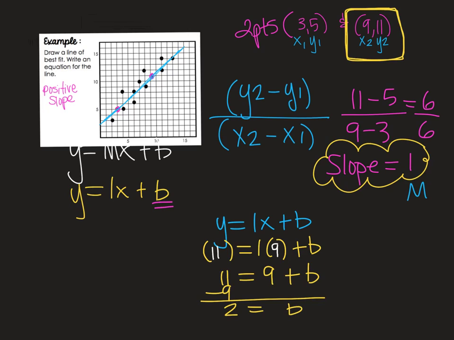Now I can take this, the number that I just got, 2, and put it where the b is in my final equation. So the final answer for the equation would say y equals 1x plus, and the number that we just got down here was 2.